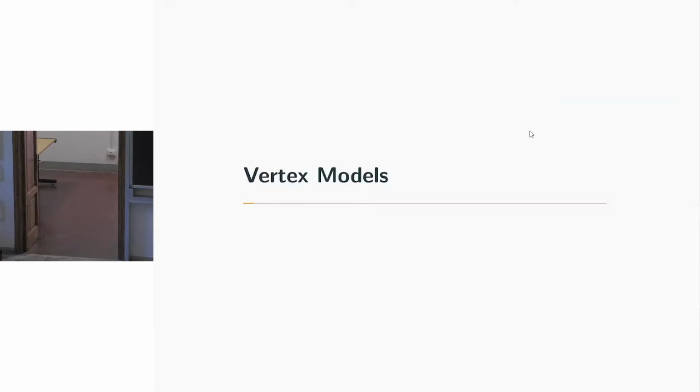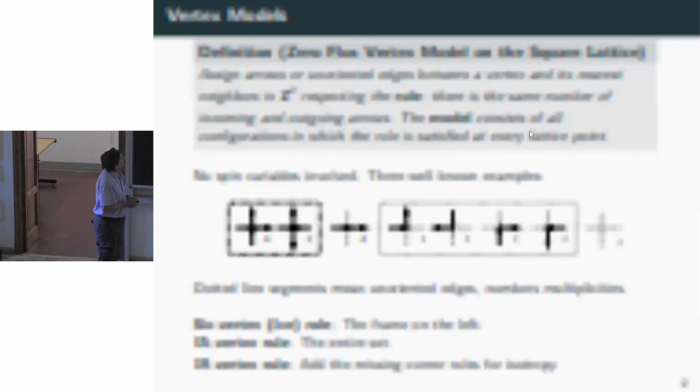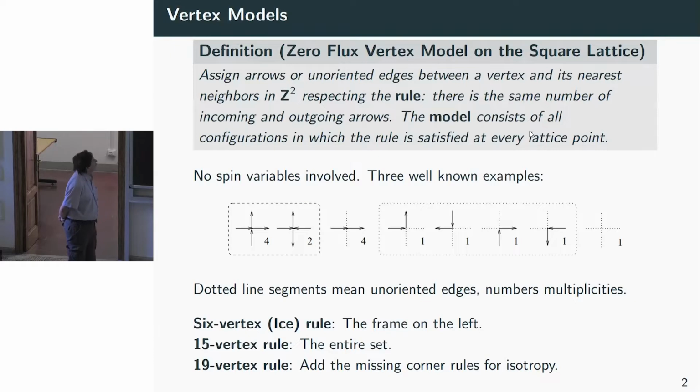Okay, I'm going to be talking about vertex models, and this is going to be a very simple talk. No fancy theories or complicated formulas. Might even be a short talk, but we'll see. So in particular, zero flux vertex models. By that I mean on the square lattice that there's the same number of incoming and outgoing arrows, so no spin variables. You just set these arrows according to that rule, and then the model is what you get when you do that globally.